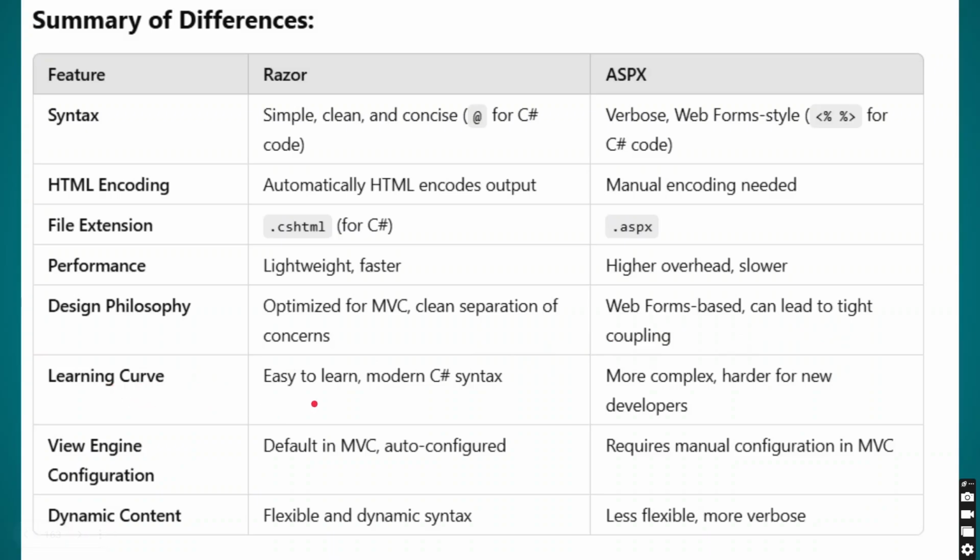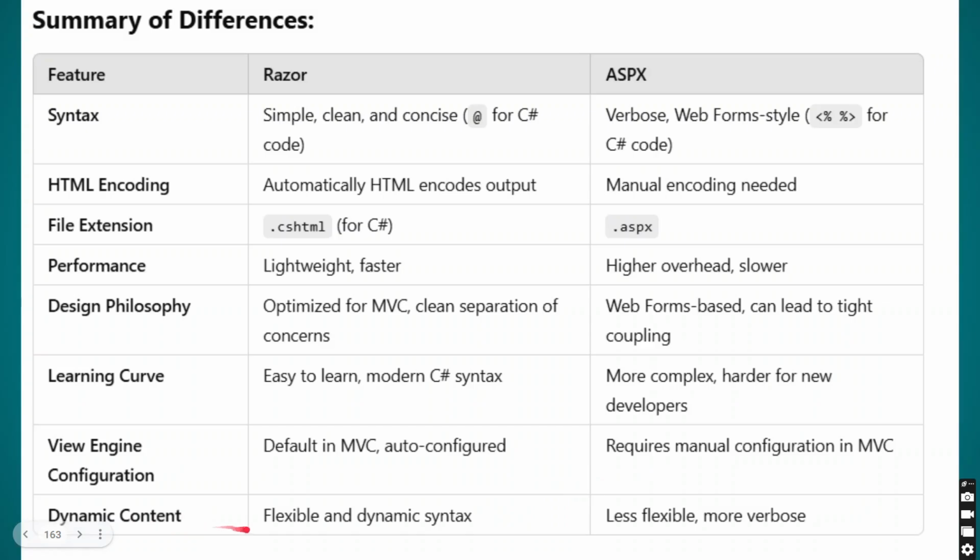Learning curve. Razor is easy to learn, with modern C# syntax. ASPX is more complex and harder for new developers. View engine configuration. Razor is the default in MVC and is auto configured. ASPX requires manual configuration in MVC.